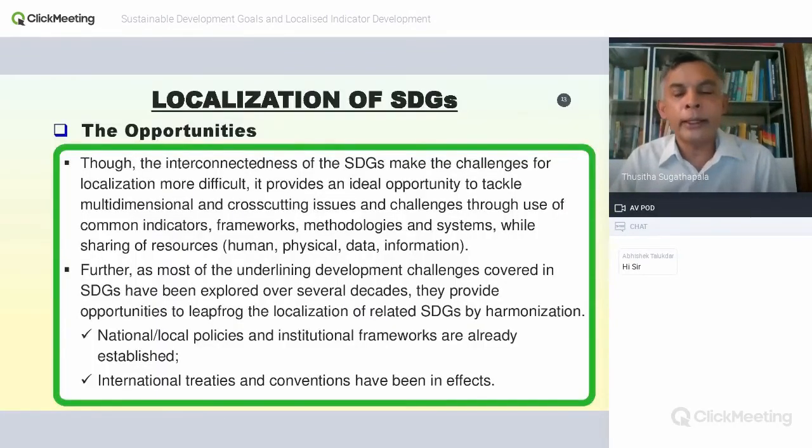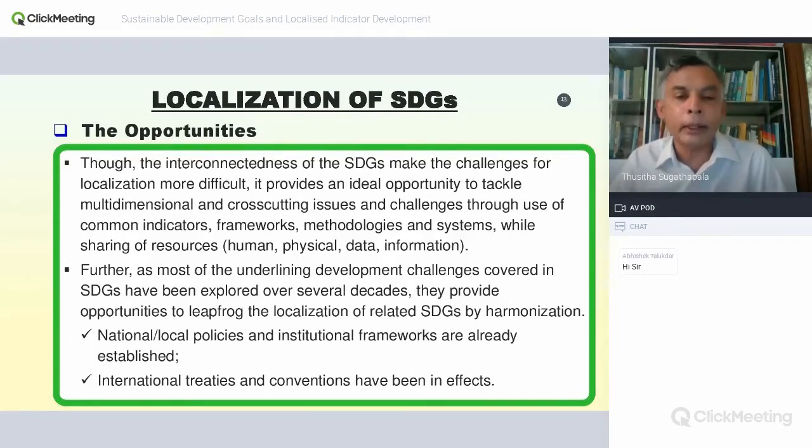Then, of course, when you have challenges, we'll also have opportunities. We should not forget that. All these challenges can be addressed if we look at the SDGs and the process, and also the 2030 Agenda, more carefully. One of the elements there is the interconnectedness of SDGs. Of course, it has become more complex on the one hand, but it also provides an ideal opportunity to tackle multidimensional and cross-cutting issues and challenges through the use of common indicators, frameworks, methodologies, and systems.